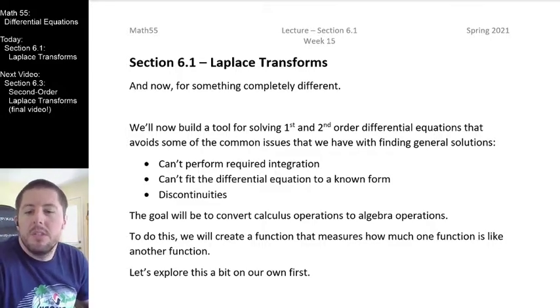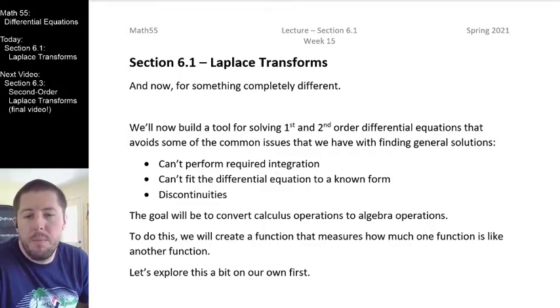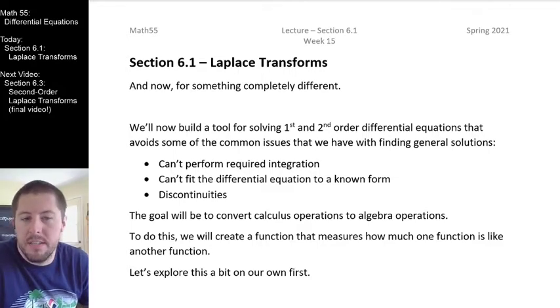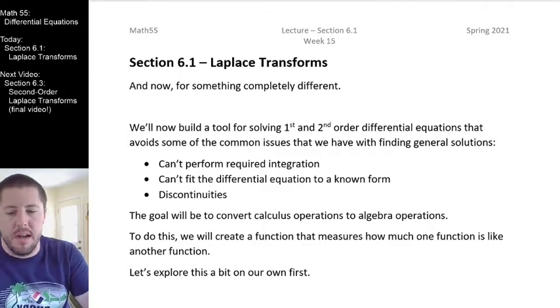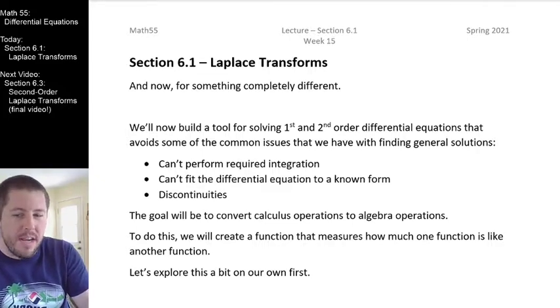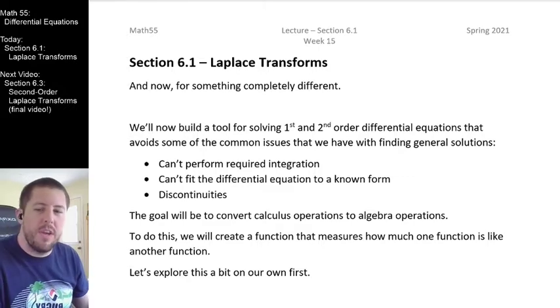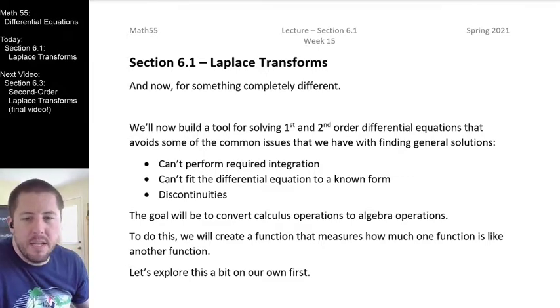To do all this, what we're going to do is come up with a function or an operation that is going to measure how much one function is like another function. And so what we want to do is explore this a little bit on our own first, because I think it's slightly natural to come up with this idea. This is a weird idea, but I don't think it's so weird that we couldn't at least think about some of the ideas associated with it.